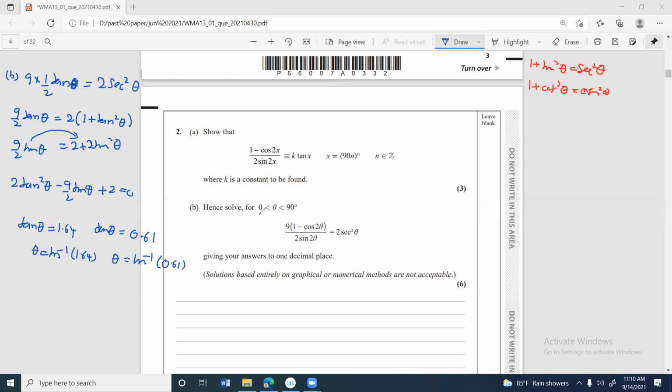We need the answers in the range of 0 to 90 degrees only. So tan inverse 1.64 is 58.63, and tan inverse 0.61 is 31.4. That is the second answer for this question. So this would be the final answer for this question.